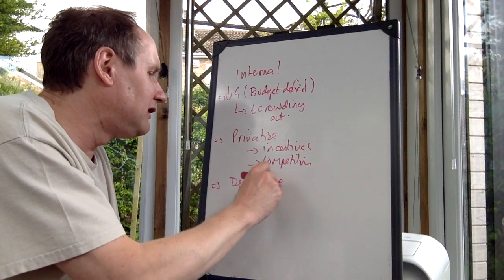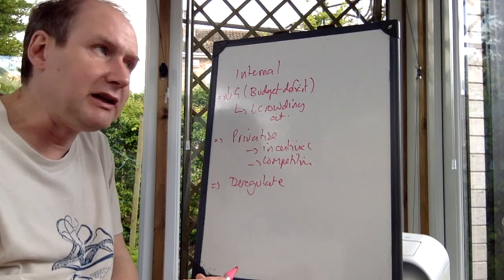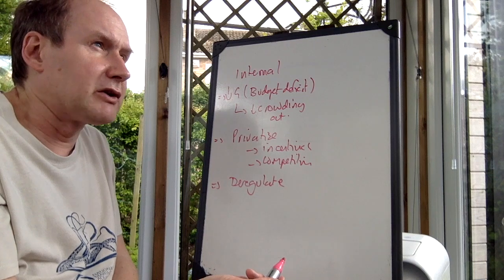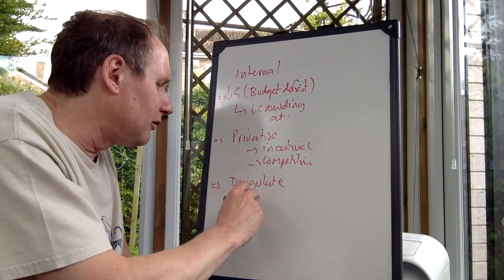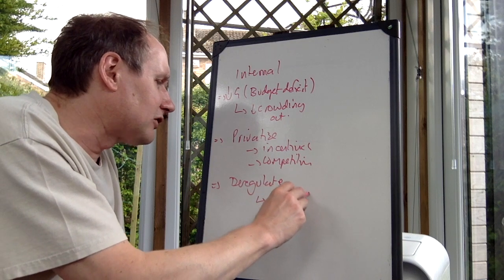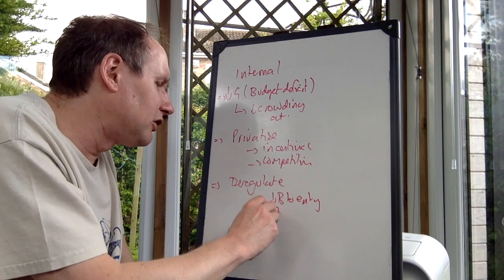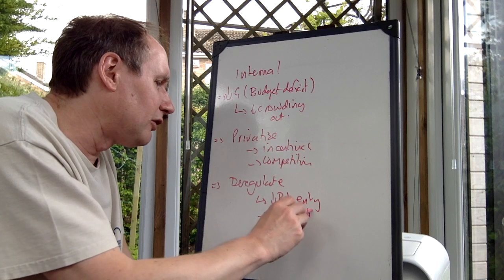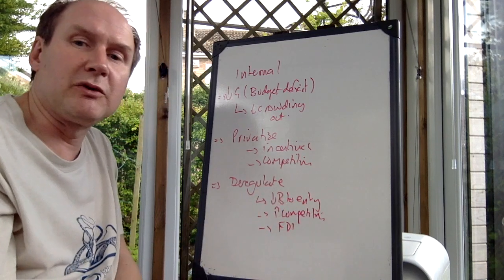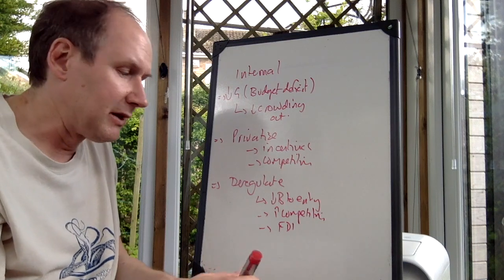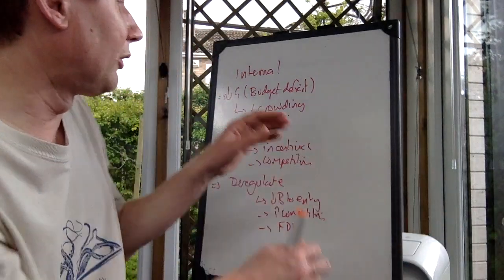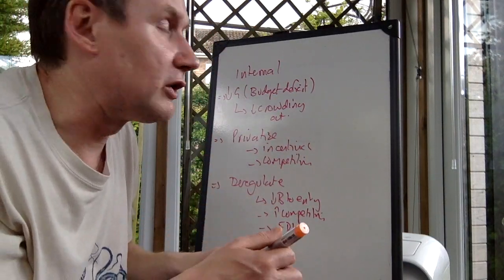So we're going to make it easier to set up businesses. We're going to make it easier for people to be entrepreneurial, to start a small business. So the goal there is to decrease barriers to entry, to increase competition, so to make sure there are no protected sectors, and to allow foreign direct investment to come in. Externally, it's also about less government. So all these things are about less government intervention.